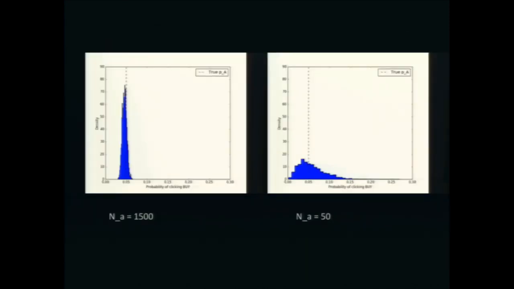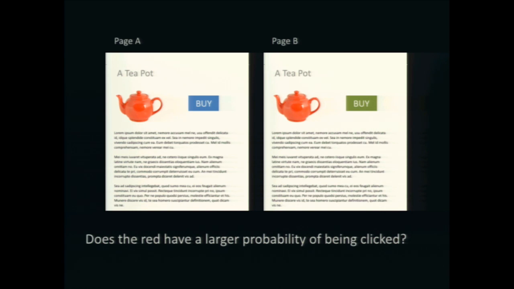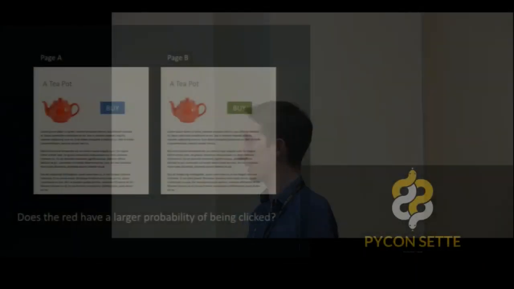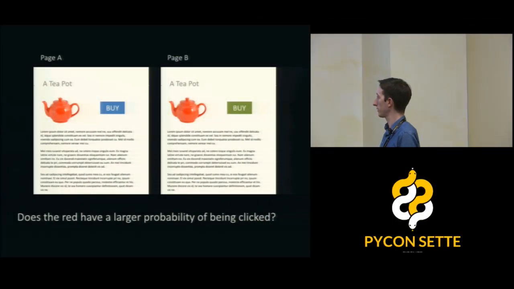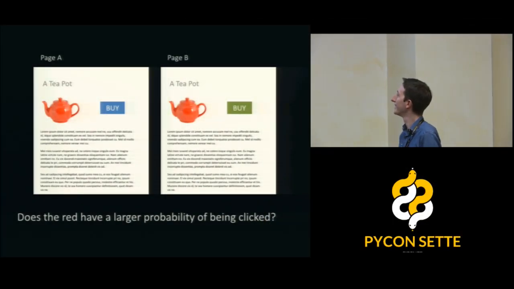So here I just put one along the other on the same scale, and you see the difference between 1,500 times of people in the experiment and just 50. You see how the confidence jumps up. So now let's look at the full experiment with 2 pages. And the question is, does the red have a larger probability of being clicked? Sorry, blue. This is a mistake.